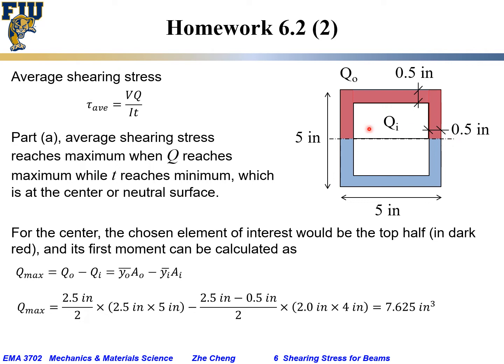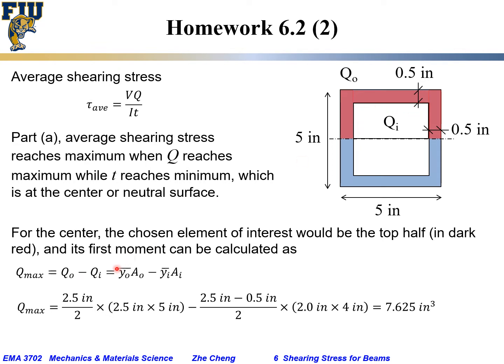So in this case, the chosen element, the Q, the first moment for the chosen half link, would be Q outer minus Q inner. Outer would be for this 2.5 by 5 inch, and the inner would be from here to here times from here to here.